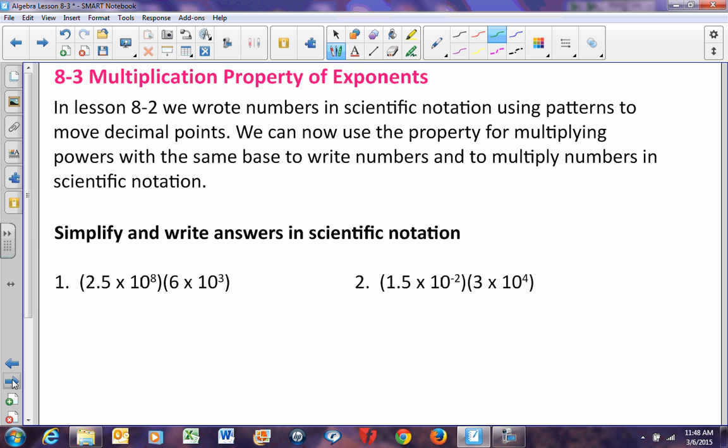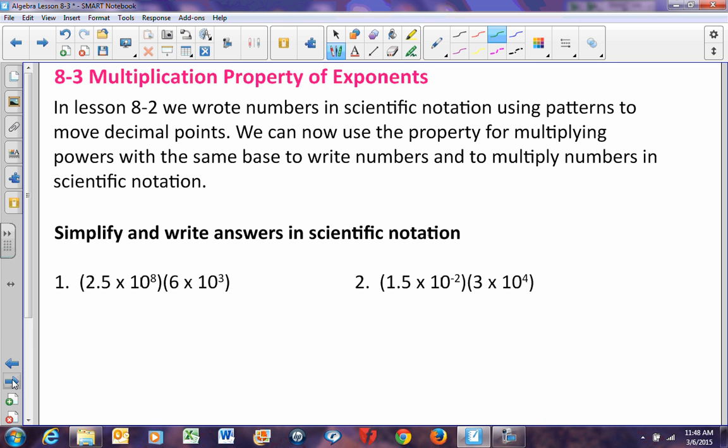Now, in lesson 8-2, we learned all about scientific notation. And we learned that we could use patterns to move your decimal points. Now we can go a little bit further. We can use the properties of exponents for multiplying powers with the same base to write numbers and to multiply numbers in scientific notation. Before, we only had a constant number multiplied by a power of 10. Now we have a power of 10 multiplied by a power of 10.